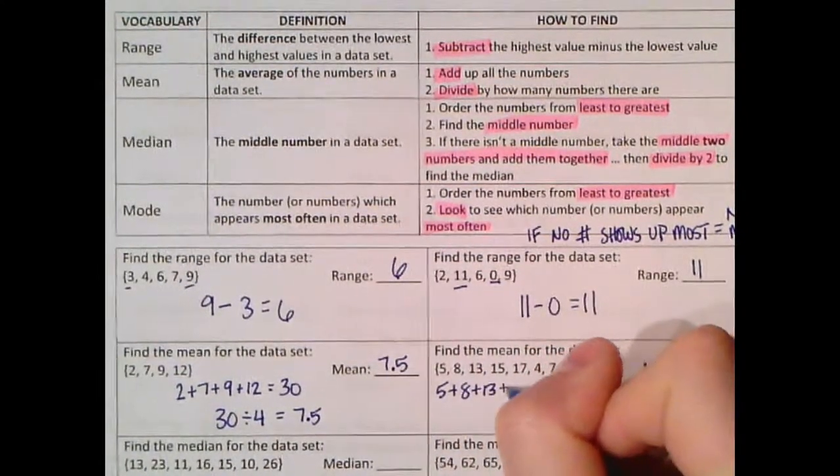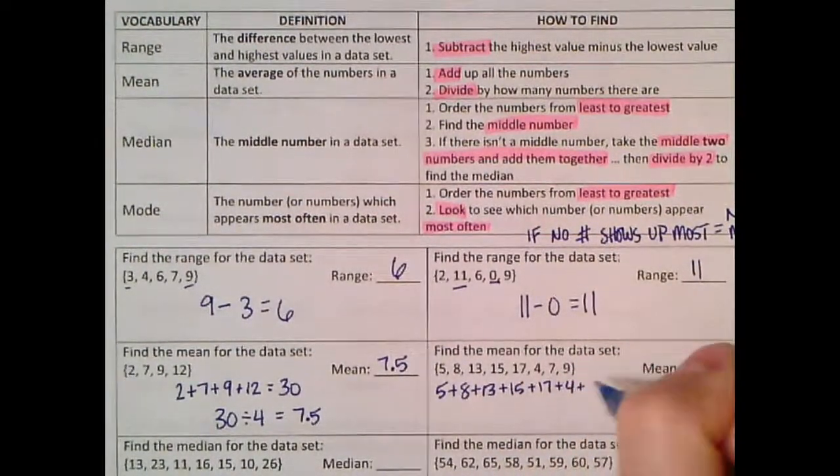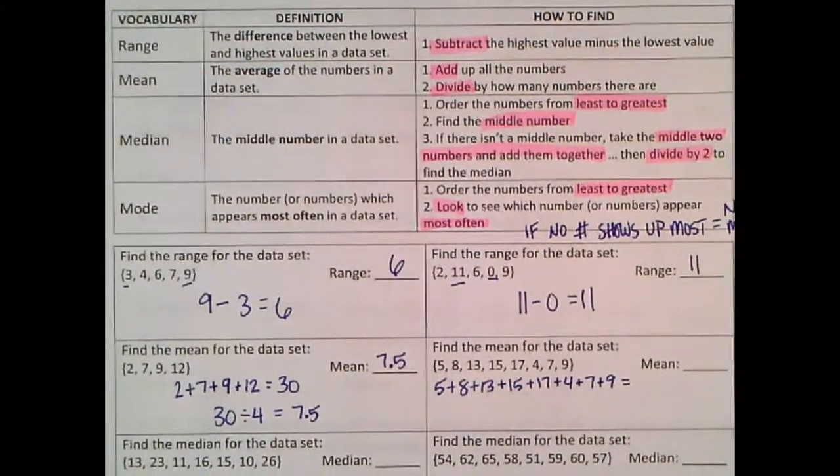All I'm doing right now is simply writing them out as I see them, because it doesn't matter that they're in order from least to greatest or not, because all we're doing is adding them all up and then going to divide. So go ahead, add those up, and pause the video, and then check back once you're done.